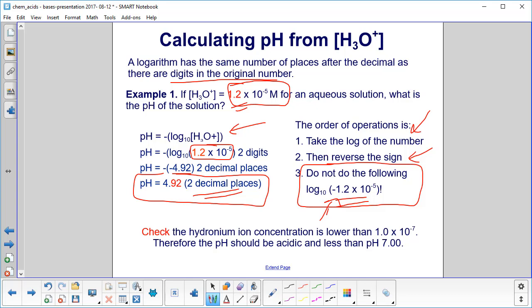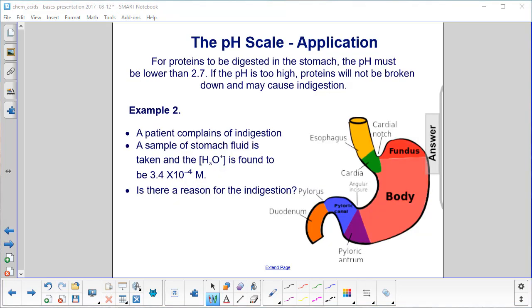Then you check. The hydronium ion concentration is lower than 1 times 10 to the minus 7. Therefore, the pH should be acidic and less than a pH of 7. And of course it is. It's 4.92. For proteins to be digested in the stomach, the pH must be lower than 2.7. If the pH is too high, proteins will not be broken down and may cause indigestion.